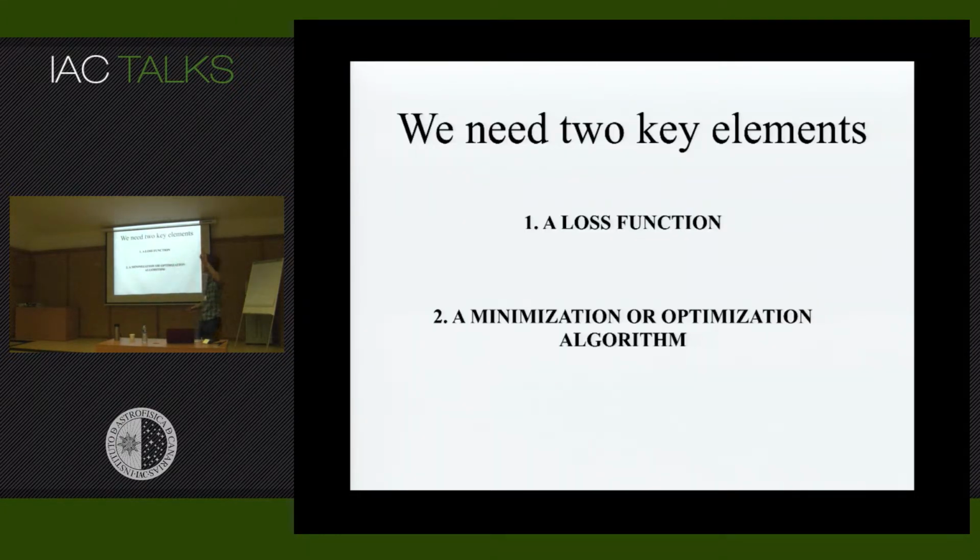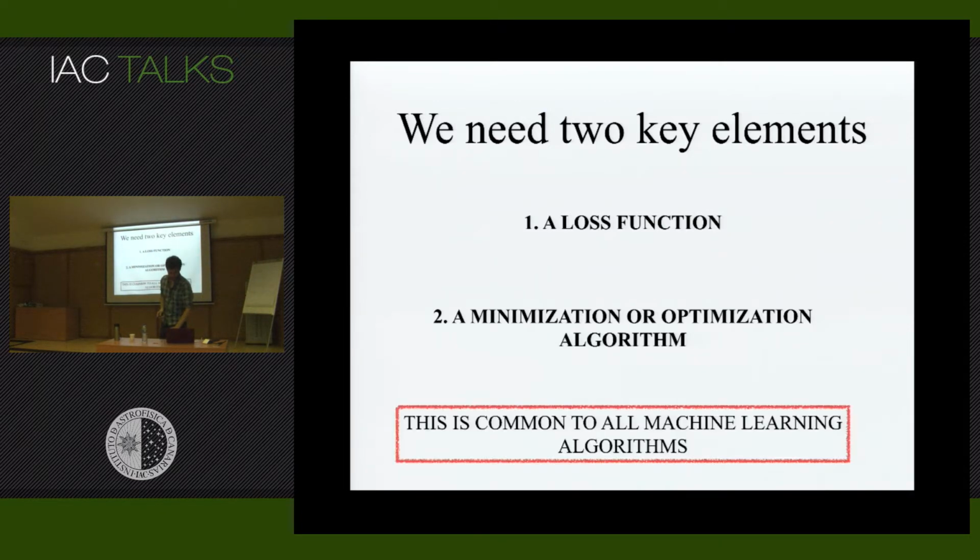And you always need two key elements for every machine learning algorithm. One is a loss function, which is what you want to optimize, basically how you measure your error, and a way of finding the best solution, so an optimization or minimization algorithm. But basically, you have a function that depends on some parameters, and you have an error, and then you want to find the parameters that get the minimum error. And this is common to all machine learning algorithms, I guess.